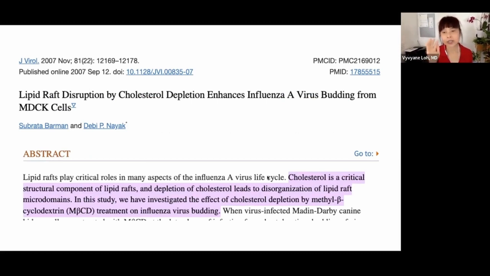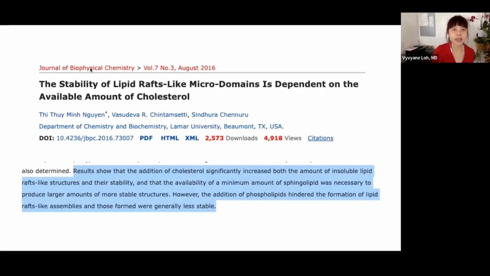And again, he was saying that it has very little cholesterol, but you'll see cholesterol is a critical structural component of lipid rafts. And depletion of cholesterol leads to disorganization of lipid raft microdomains. This is one from the Journal of Biophysical Chemistry, 2016. It's called "The Stability of Lipid Rafts-like Microdomains is Dependent on the Available Amount of Cholesterol."